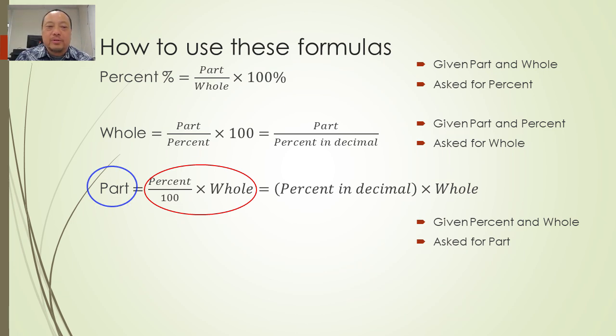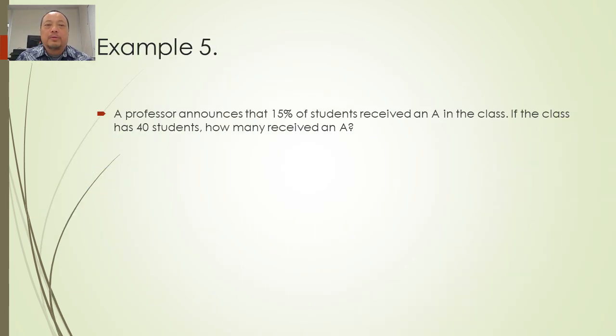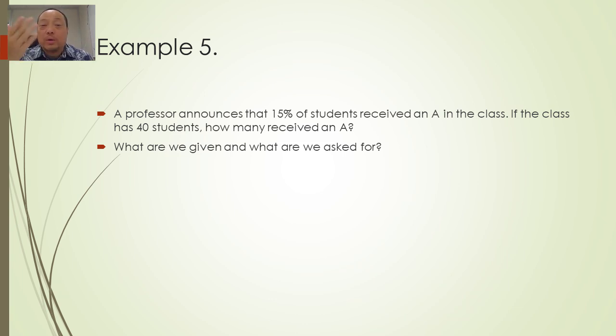Let's do some examples. A professor announces that 15% of students received an A in the class. If the class has 40 students, how many received an A? First question we ask ourselves, what are we given and what are we asked for? Let's draw a diagram. By the way, always try to draw some diagram when working with a math problem. We're all visual to some degree, so a diagram always helps.